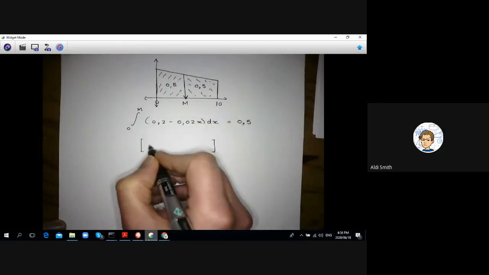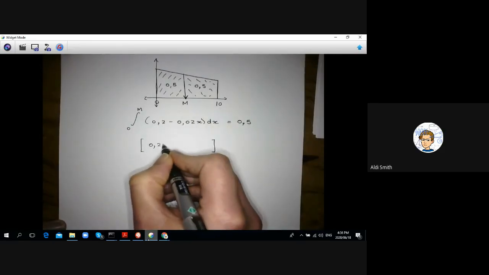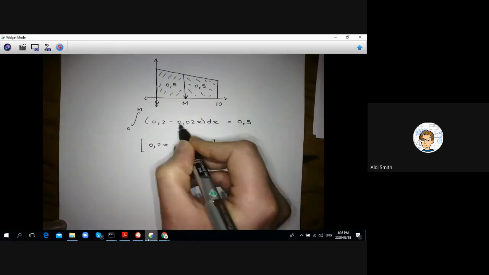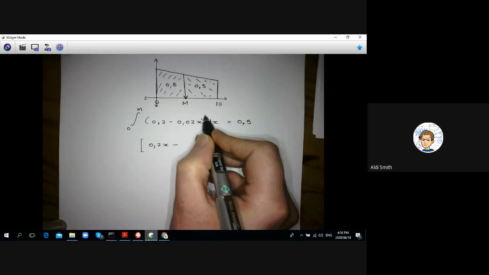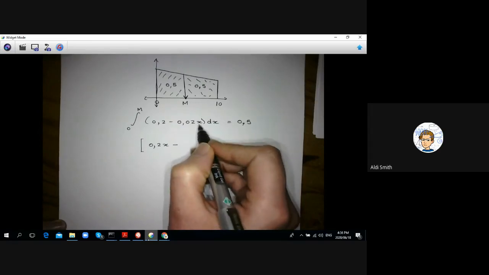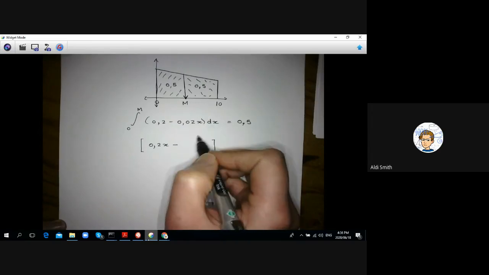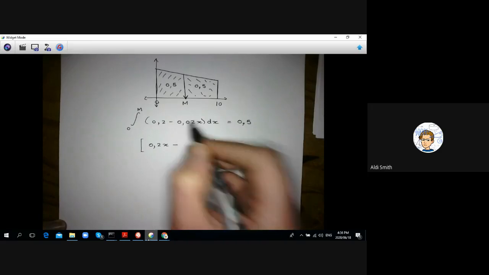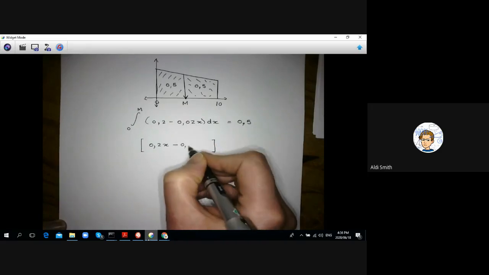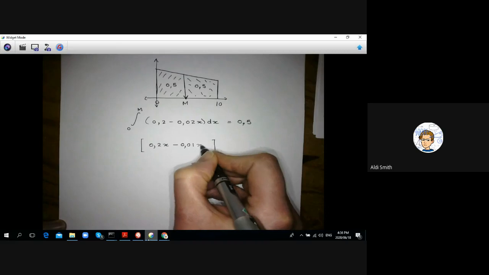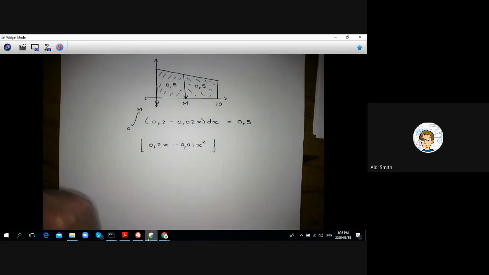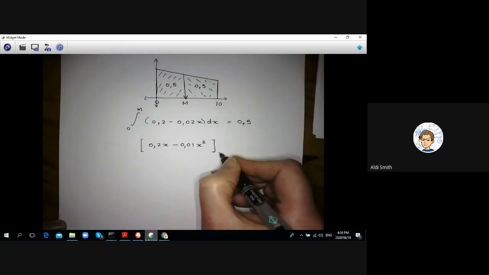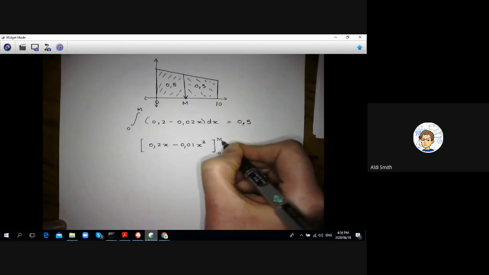Integrating that is 0,2x minus, integrating that is going to be minus 0,02x squared divided by 2. Because remember, we make the exponent 1 more, and then we divide by the new exponent. So because I'm dividing by 2, it's going to be 0,01x squared. That's it. And I'm saying I need to work out that area from 0 to m, and that needs to be equal to 0,5.